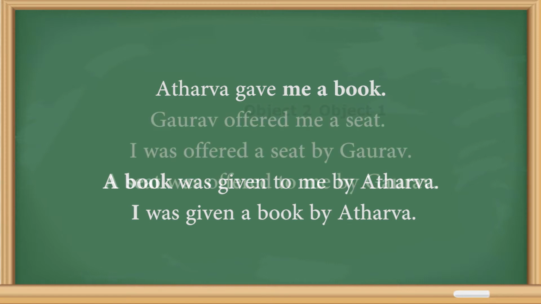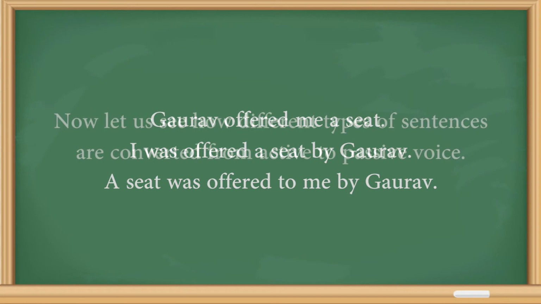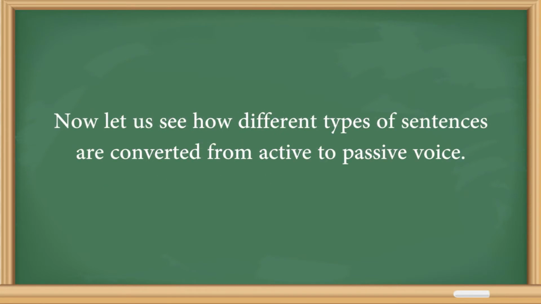Very simple. Another fourth example is also here. Gaurav offered me a seat. I was offered a seat by Gaurav. A seat was offered to me by Gaurav. Now let us see how different types of sentences are converted from active to passive. We have just now learned the theory of conversion. Now let us see different types of sentences.